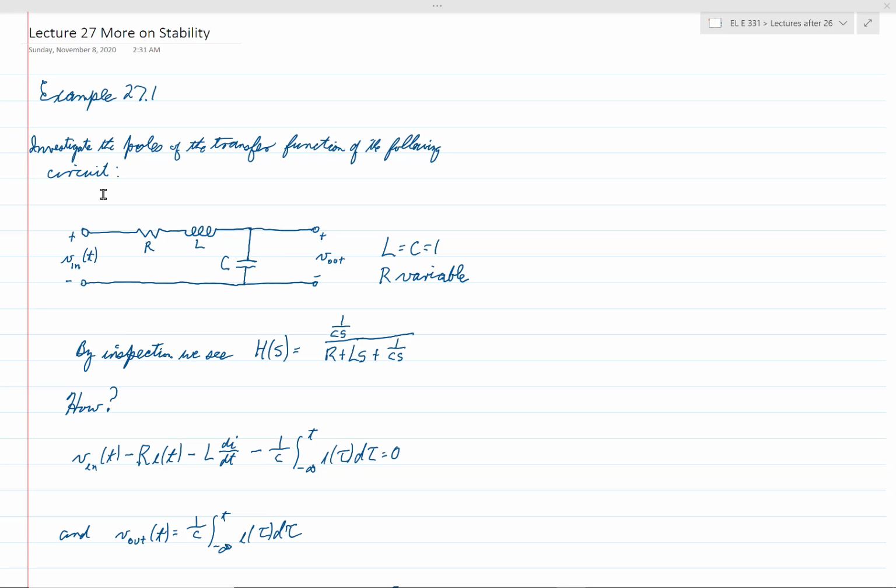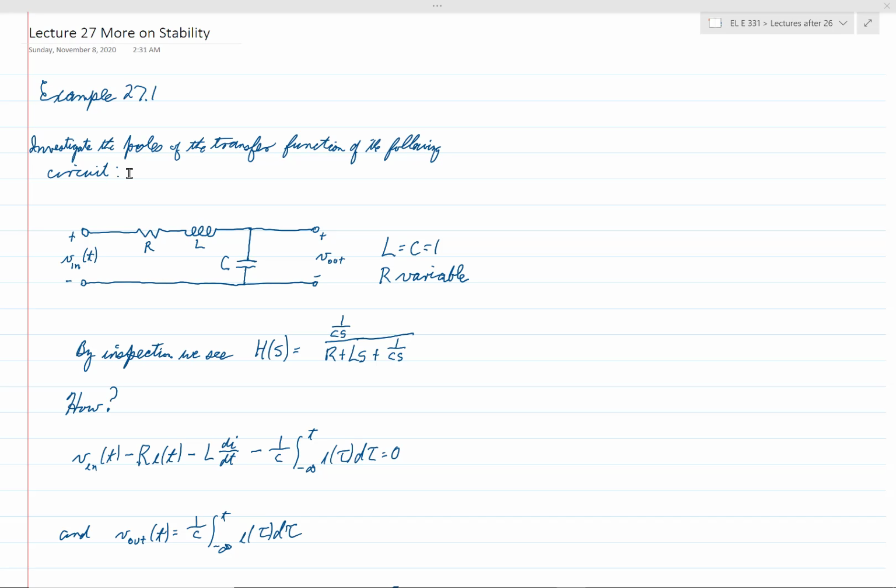I've labeled this as example 27.1, but 27.1 actually is the only example, though it contains, I guess you might call, subcases of it. So however you want to regard this. What you're asked to do is to investigate the poles of the transfer function of the following circuit.